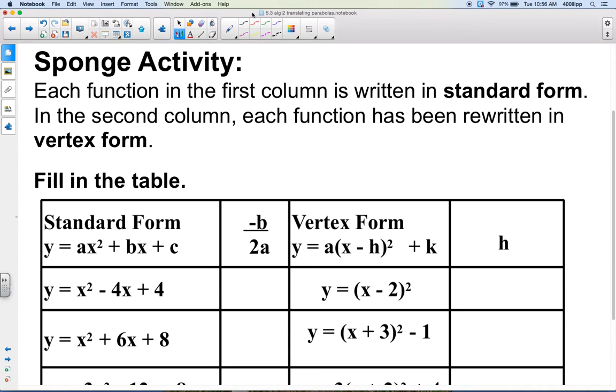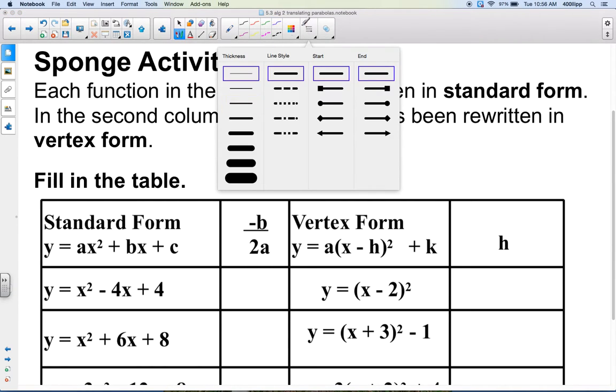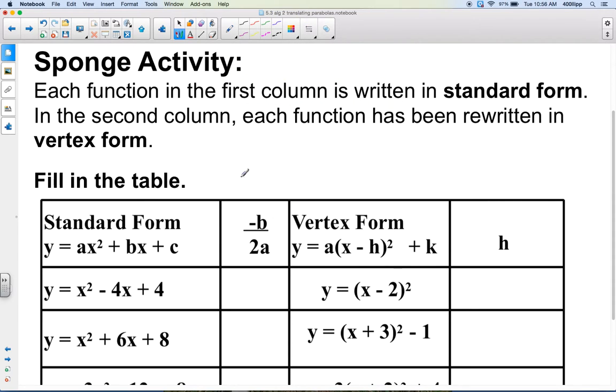Okay, so if we're going to look at any of these forms, we want to look at converting it and finding this, the axis of symmetry, right? And we know that from 5.2. This is the axis of symmetry, and it's also the x-coordinate of your vertex. So if we look here, we have our A is 1, our B is -4, and our C is 4. So let's find the axis of symmetry here.